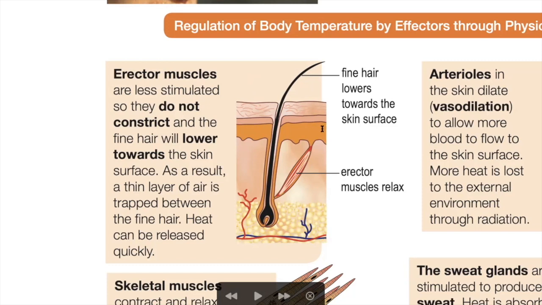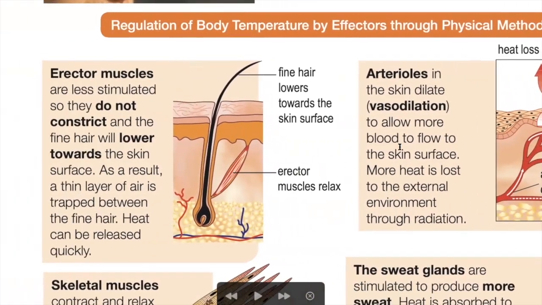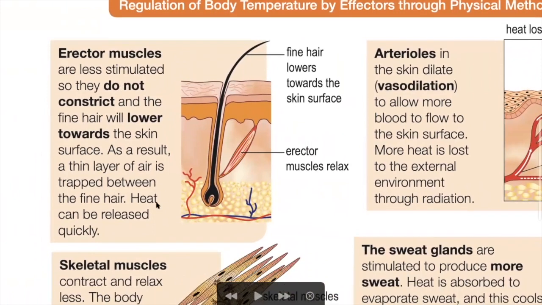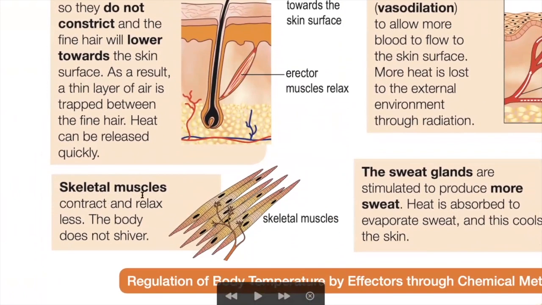Why do we want the heat energy to go out? Because we want to decrease our temperature to normal. Okay, the next one. This is the first muscle. The second effector is skeletal muscle. Skeletal muscle is a muscle that is attached to your bone.